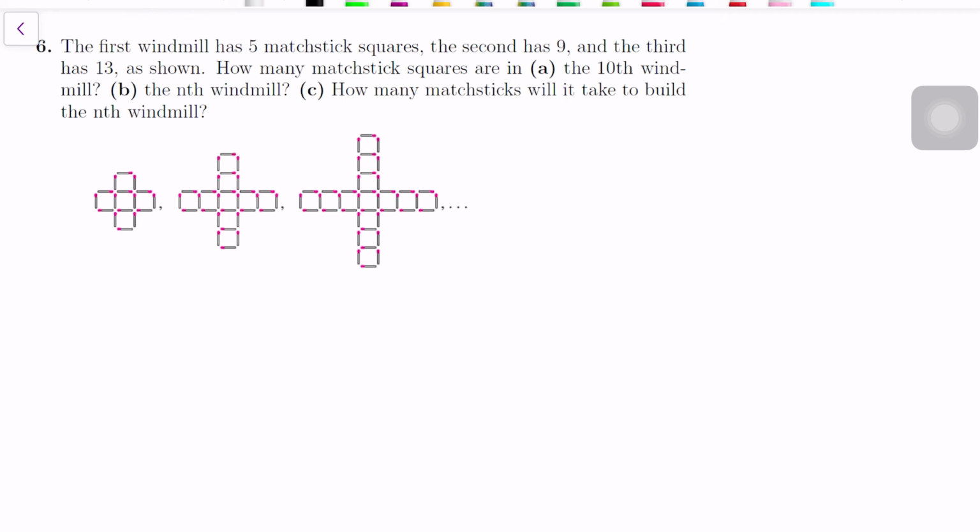So now if I count how many squares, not matchsticks, so squares first, how many squares are there? The first one has 5 squares. The second one has 1, 2, 3, 4, 5, 6, 7, 8, 9. Then this one has 13, because 4 times 3 plus 1, okay, 13, and so on, and you can keep building.